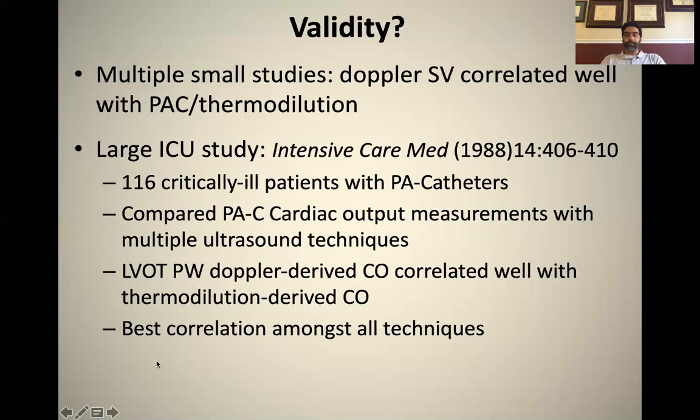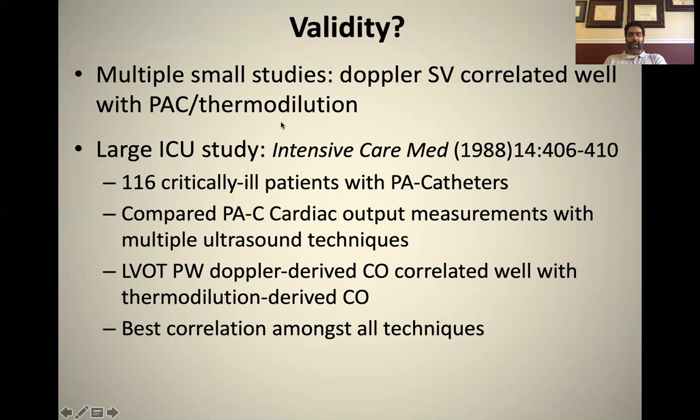Okay. How valid is this? Well, back in the late 70s, early to mid 80s, there were a number of small studies that correlated Doppler stroke volume and cardiac output measurements to thermodilution as sort of a gold standard, both in terms of accuracy, so actual numbers, and precision, which means trends. And then there were a number of larger studies that confirmed what was found in the smaller studies.